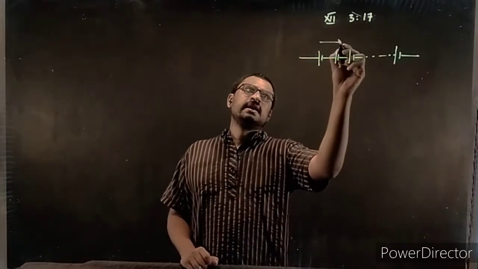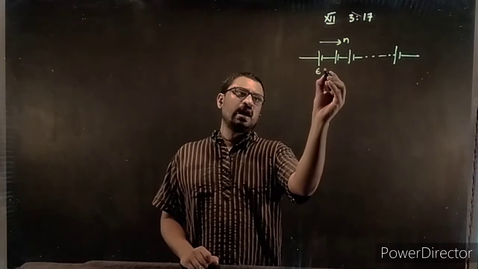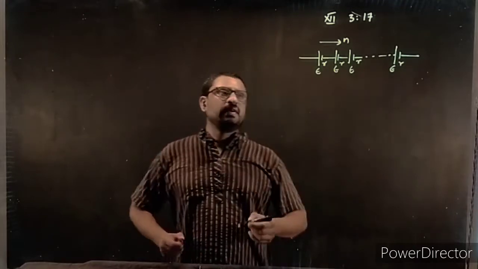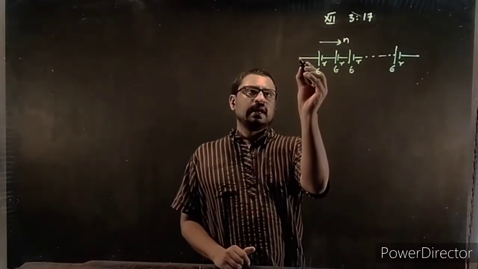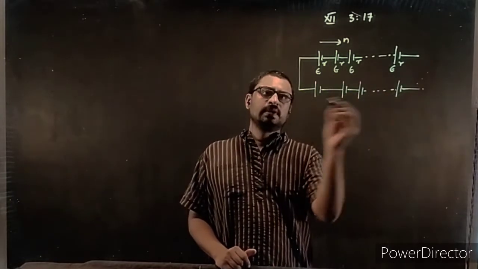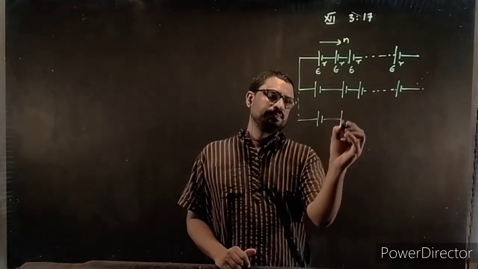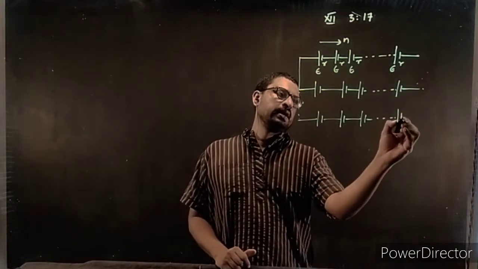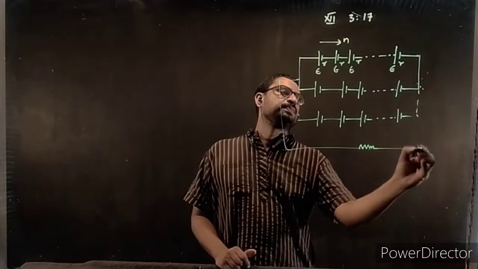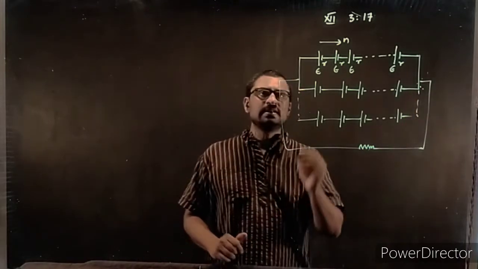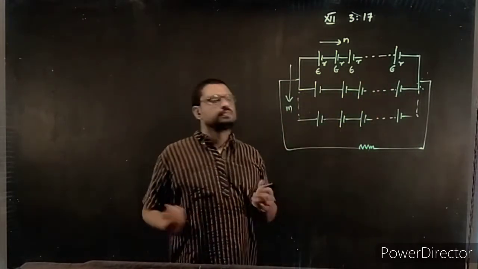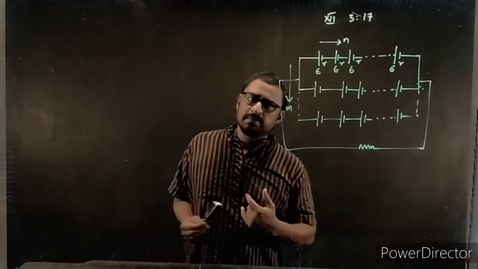There are n cells in series, all of them identical, with EMF E and internal resistance small r, and such m branches are there. Okay, you understand what I am writing? M branches are there, connected to an external resistor of capital R. This is what a mixed combination is. It means there are m branches and in one branch there are n cells. This is what mixed combination actually means.